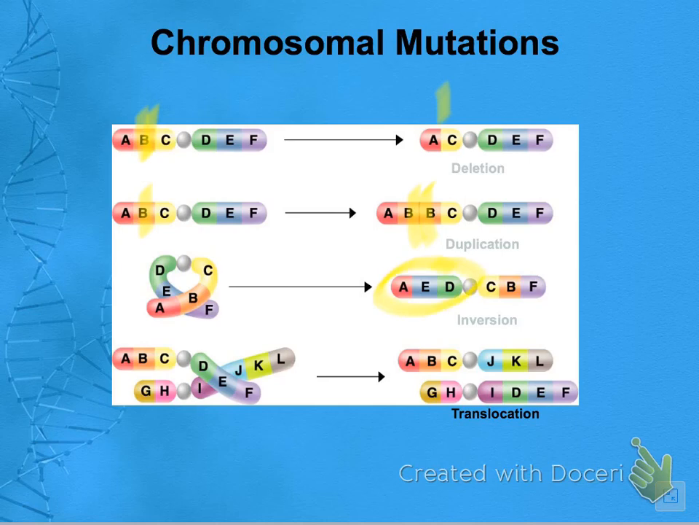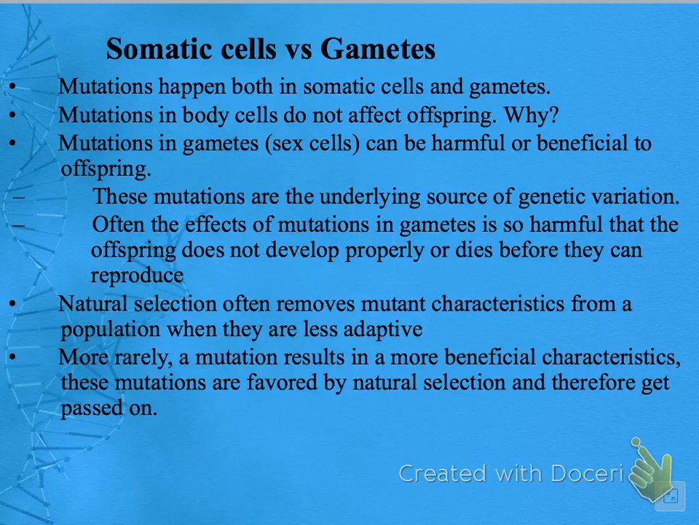So instead of being A, B, C, D, E, F, it's now A, E, D, C, B, F, because these two sort of swapped their location. And then with translocation, they have completely missed the mark here. They grabbed the wrong partner when they were doing crossing over, and as a result, you wind up with a sequence of bases that don't make any sense. It's supposed to be in alphabetical order, and it skipped over a bunch of stuff on that one particular chromosome, and now as a result, all of its functions are going to be negatively impacted.